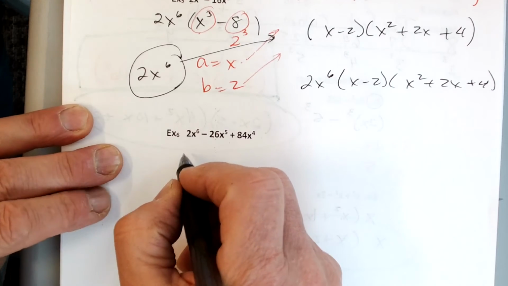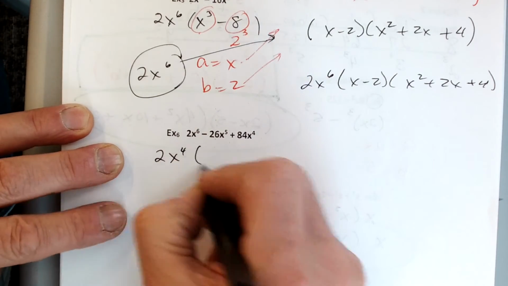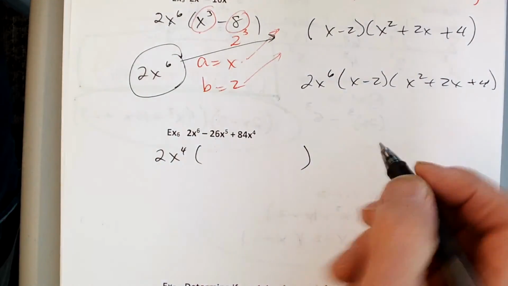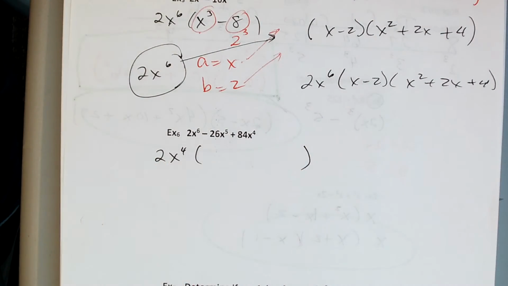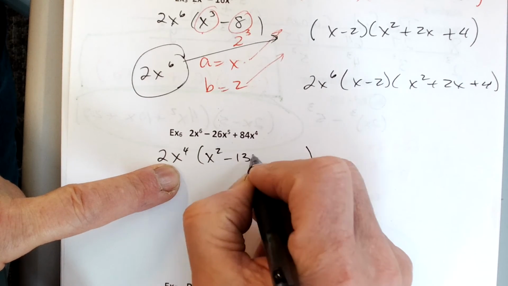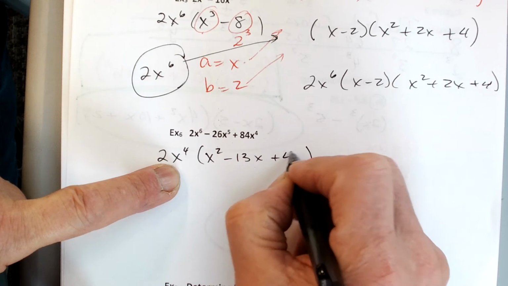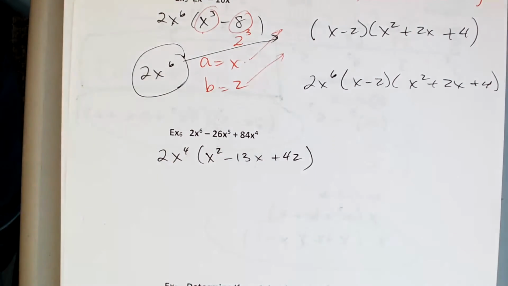You okay with the 2 also? So I'm going to take out a 2 and x to the 4th. Nice job. Getting rid of that x to the 4th is really going to make this easier. You agree? Nice job. So that's going to make an x squared minus 13x plus 42. Okay. It's getting easier.